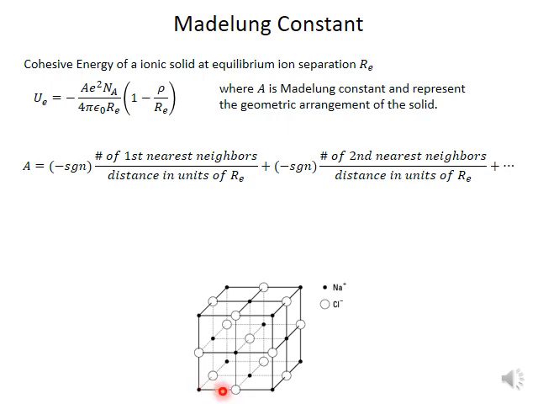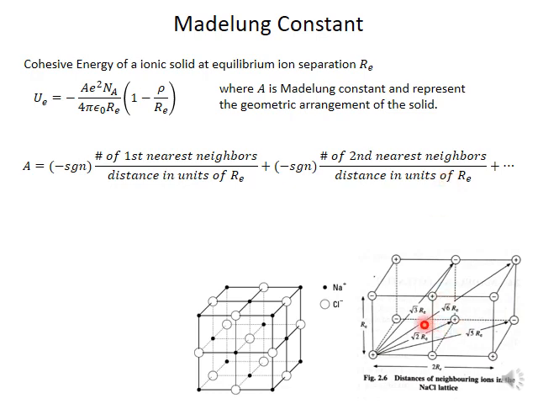Then you look for the second nearest neighbor, and in this case the second nearest neighbors are these sodium atoms which are placed here. For example, this would be one example. Then you find such second nearest neighbors, and then you divide by the distance between this second nearest neighbor and your reference sodium ion, which is 2 in terms of Re, and you multiply it by the negative of the sign. So because this is a positive ion, this would be a negative term here, and so on and so forth. So the third term would be the third nearest neighbor, and so on and so forth.